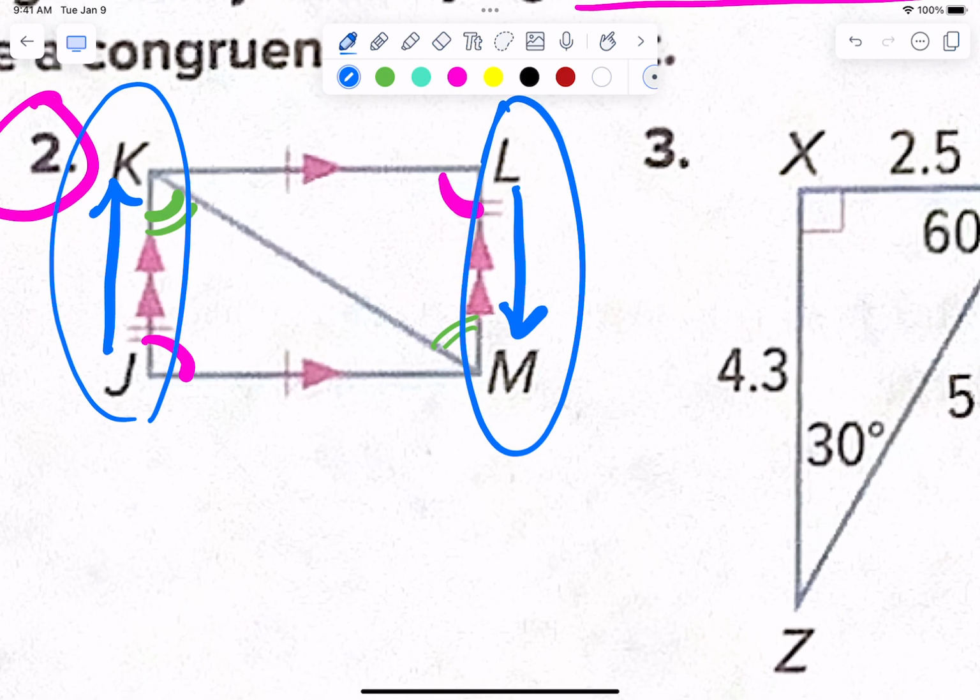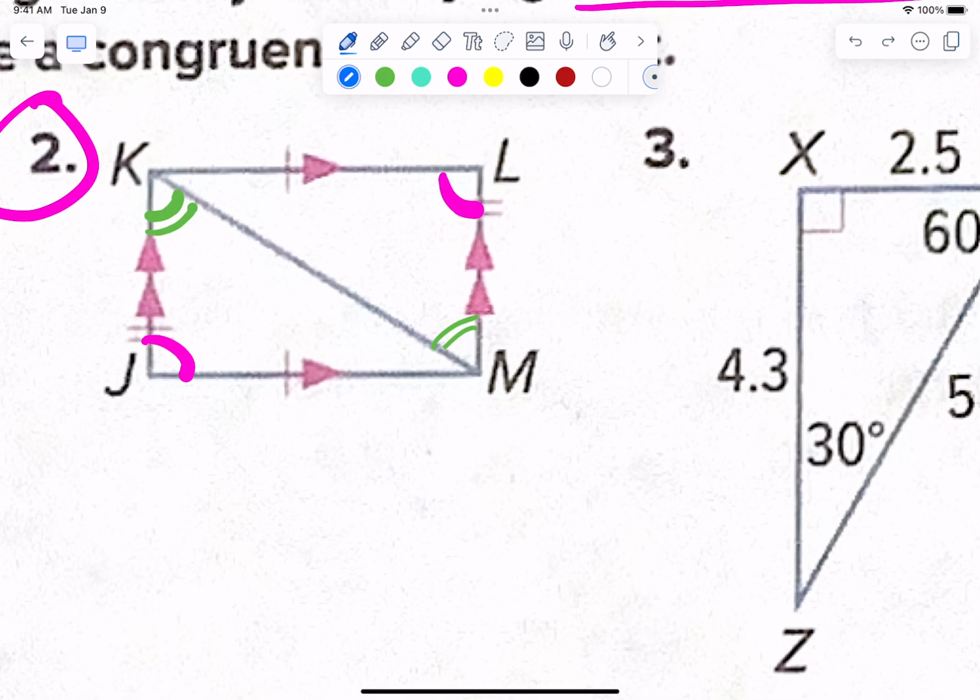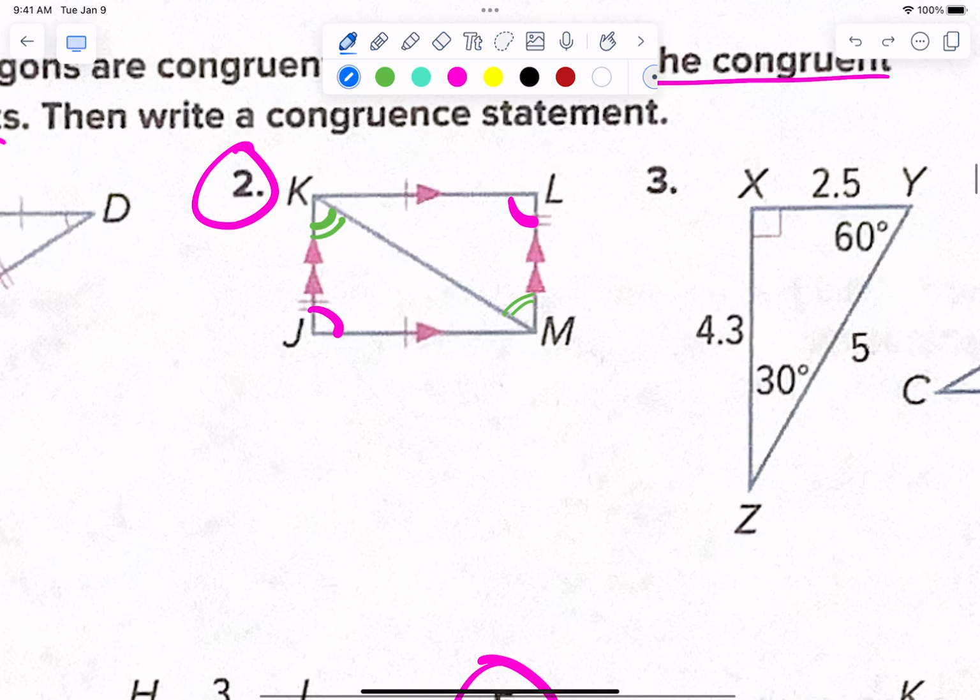Why do you say LJ? Because there's no line for LJ. No, I'm talking about angles. I'm talking about angles right now.